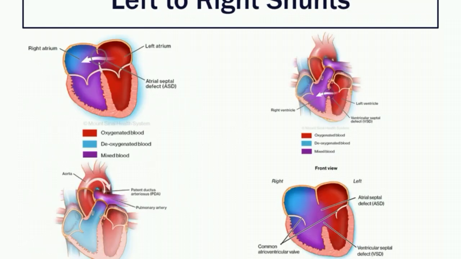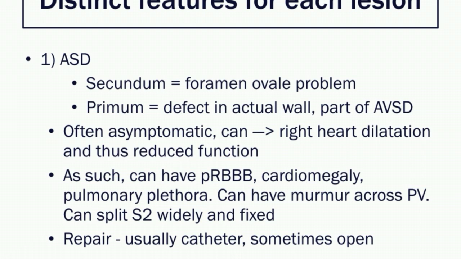So here you can see the 4 types of left to right shunt. You have ASDs, VSDs, PDAs, and AVSDs. And you can just see the anatomical change that you can find in each of these shunts here. If we talk about the ASD, what you have here is a hole in the atrial septum which allows blood to get across from the left atrium into the right atrium.